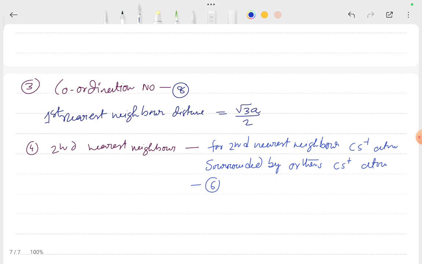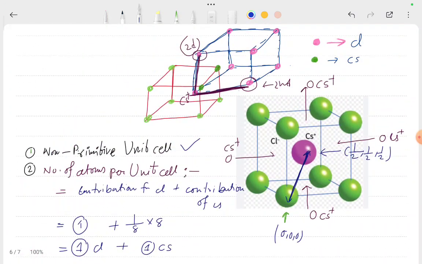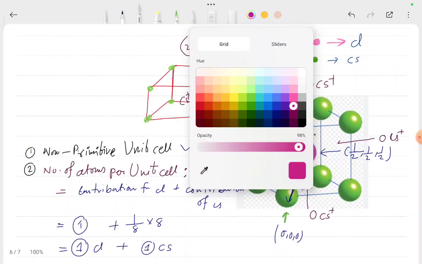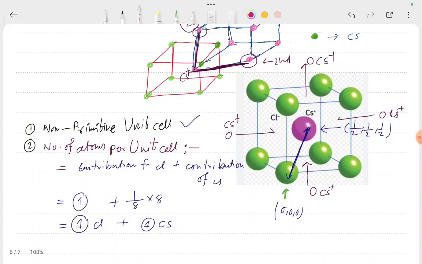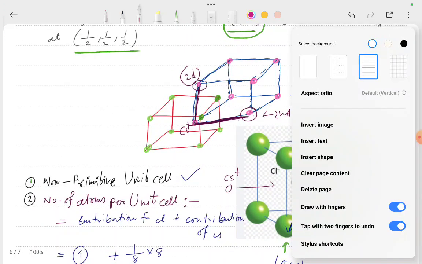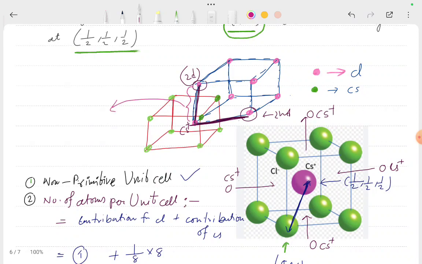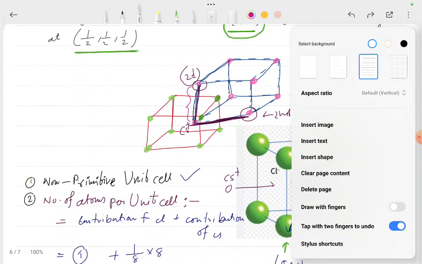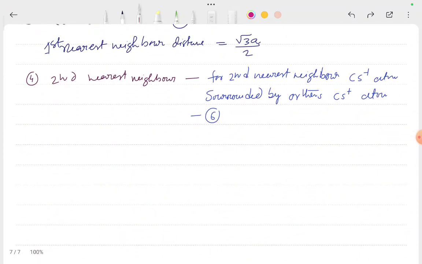Okay, and the second nearest distance is very easy, right? It's just this distance. Just focus. This distance is called the second nearest neighbor distance, just the distance, and that is equal to a. So the distance is equal to just a.